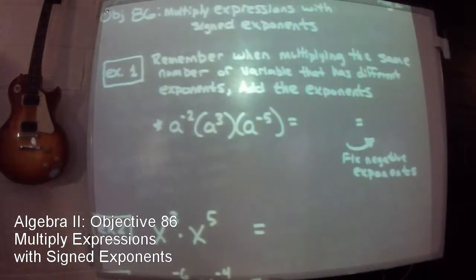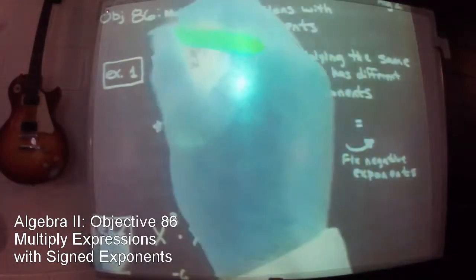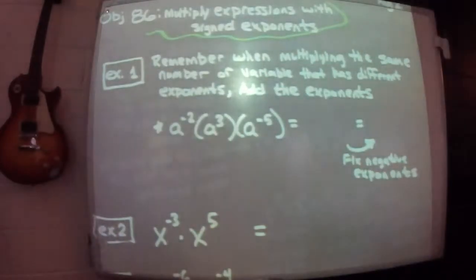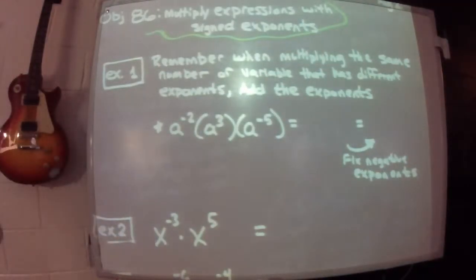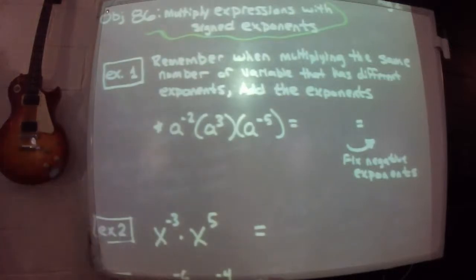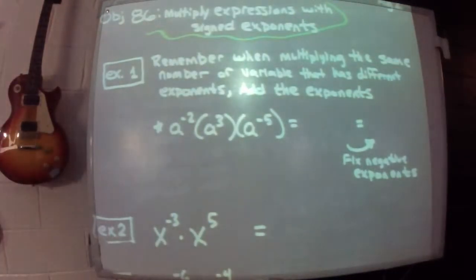Okay, so finally after 3 days of objective 85, we're going to move on to 86. But it's kind of staying with the same thing. We're dealing with exponents still. I actually think 86 is like a step down. It's going to be a little easier.